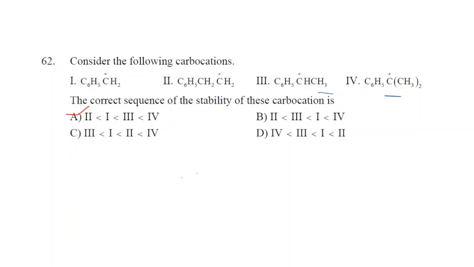The correct order of the stability is nothing but 2 less than 1 less than 3 less than 4, more number of hyperconjugative structures, and the resonance stabilization makes the fourth structure most stable among the given, right? Let's move to the next one.